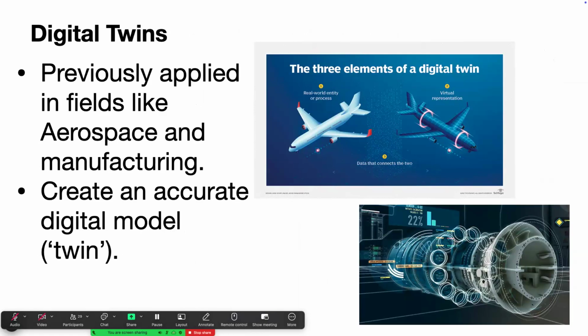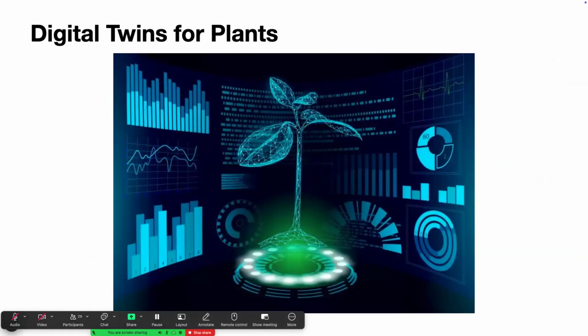So this is where the digital twin aspect comes in, because you want to be able to model something as close as possible. And it's very challenging when it's a plant because there's so many degrees of freedom. So this is the challenge.